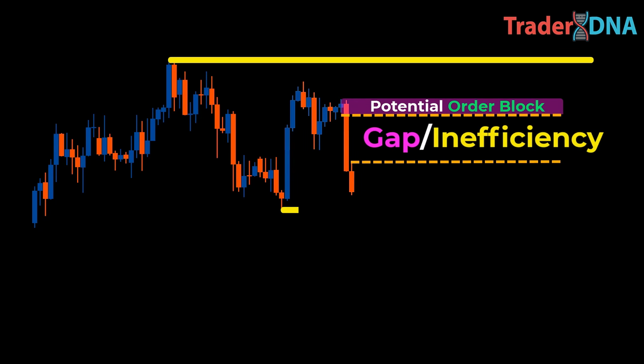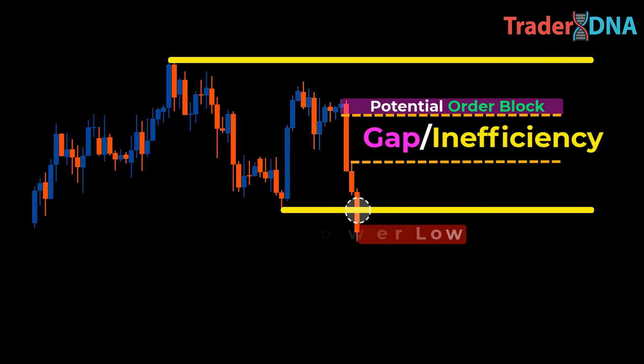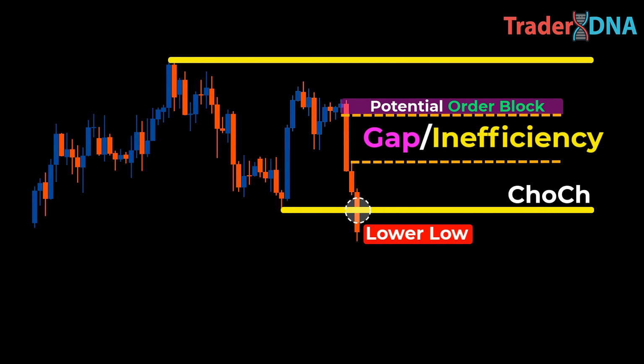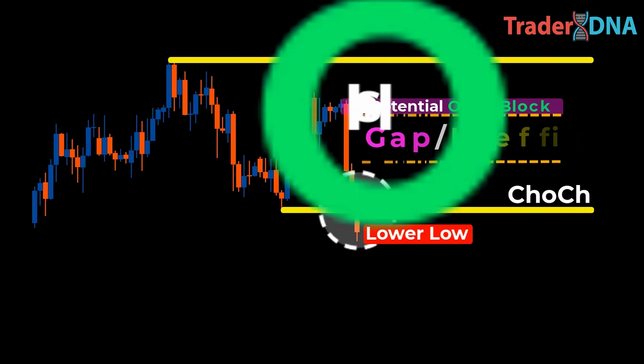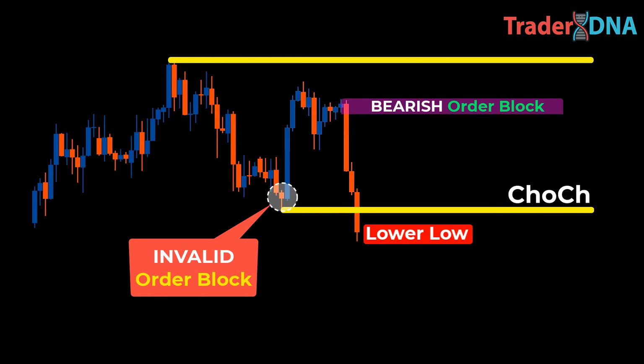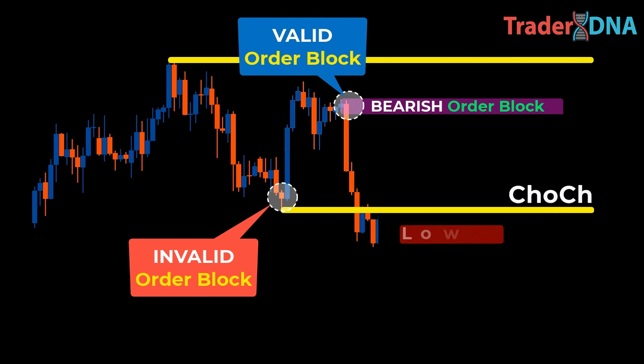Then, the price breaks the previous lows, forming lower lows. This break counts as a change of character because the market has shifted from an uptrend to a downtrend. Now, we'll focus on the most recent bearish order block as it aligns with the new downtrend. The earlier bullish order block isn't valid because the price didn't create higher highs, but the bearish one is valid since it led to a change of character.